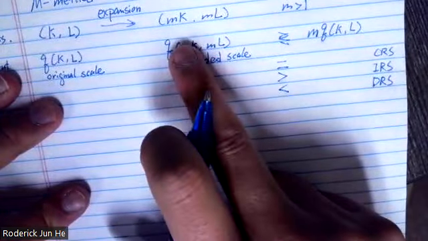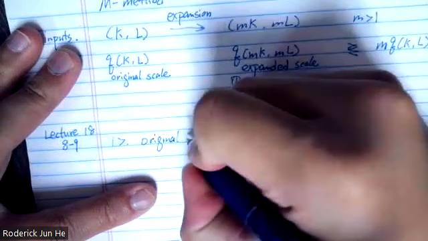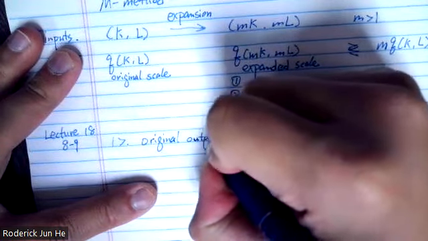In the slides, lecture number 18, slides 8 to 9, I introduced the M method to help you figure this out. If you are given a production function, there are three steps that you need to take. The first step is to work out the original output using the original scale of inputs.